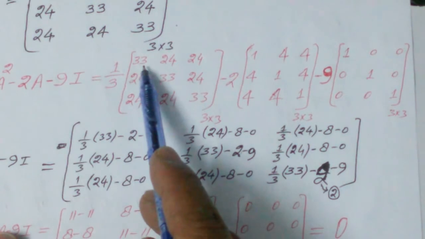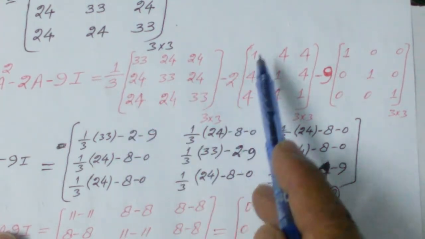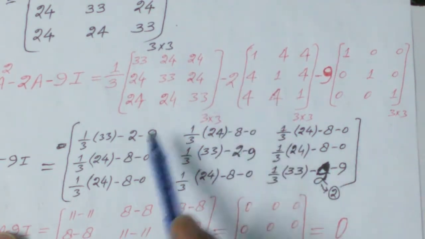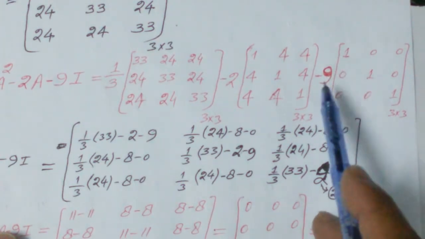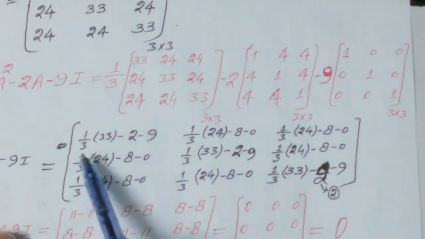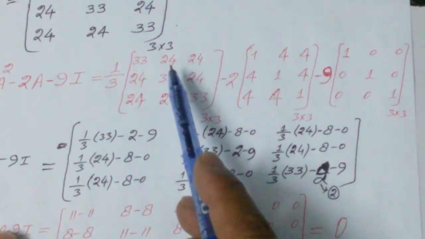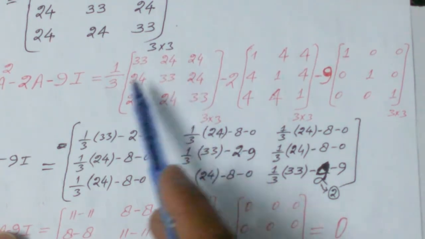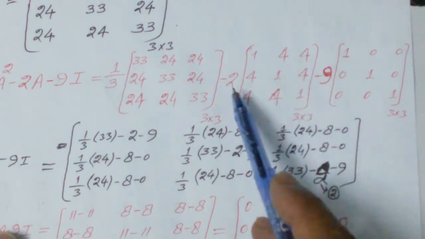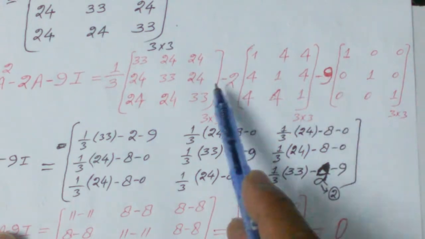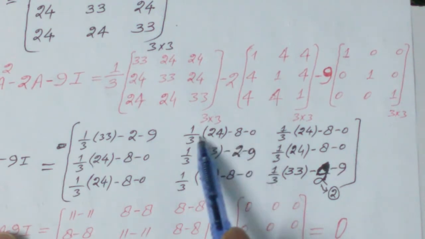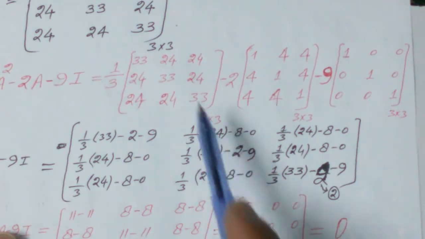So multiply 33 by 1 over 3, and subtract. When we multiply the element 1 by minus 2, we get minus 2, and multiply 1 by 9 and subtract. So these are the elements in the first row and first column. Multiply the element of the first row and second column by 1 over 3, by 2, and by 9, and apply the negative operator. We get this element in the first row and second column.